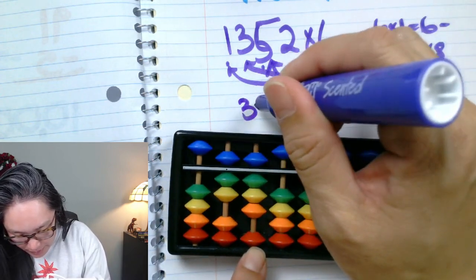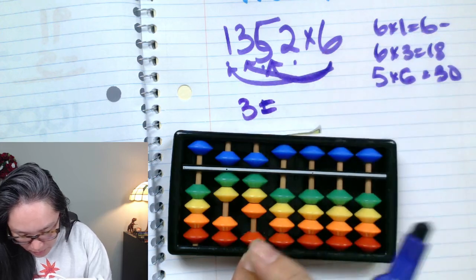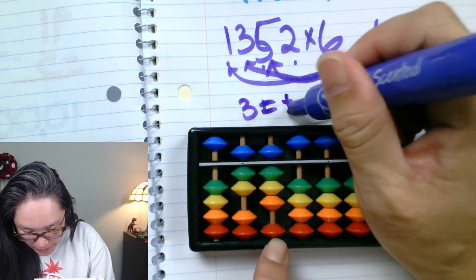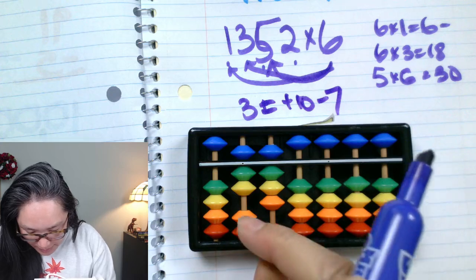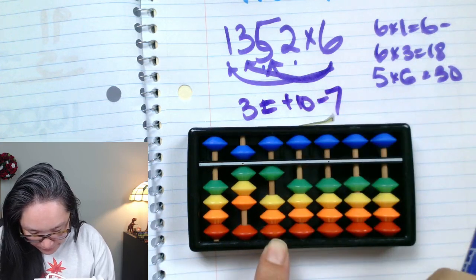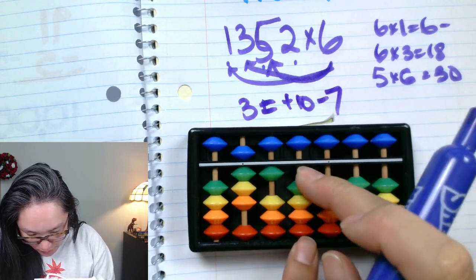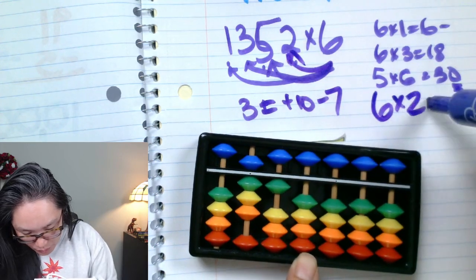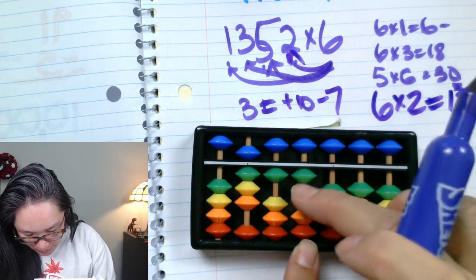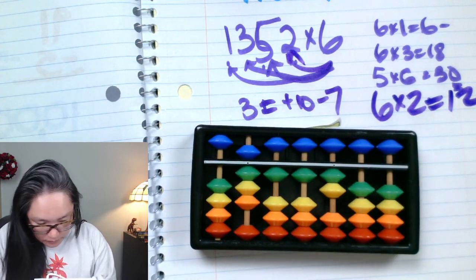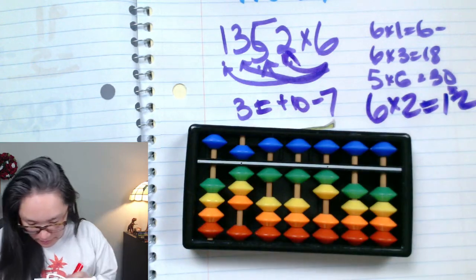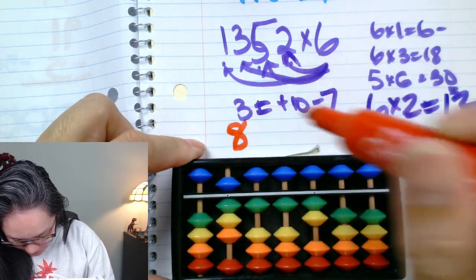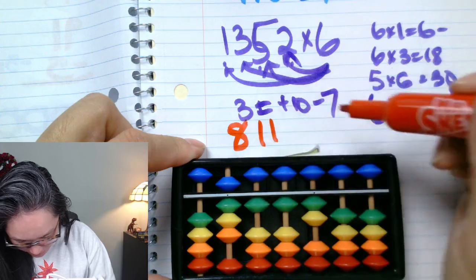So plus the 3 is plus the 10 minus the 7. That's a 3. And then 0, right? Because that's the 0. And then 6 times 2 is equal to 12. Add the 1, add the 2. My final answer is... what? 8, 1, 1, 2.